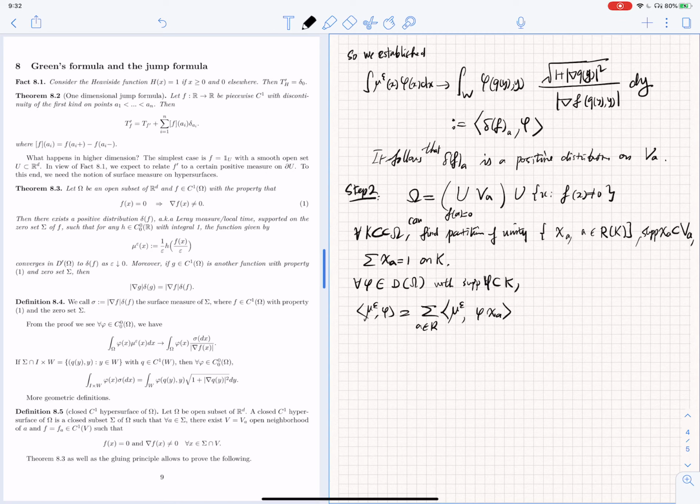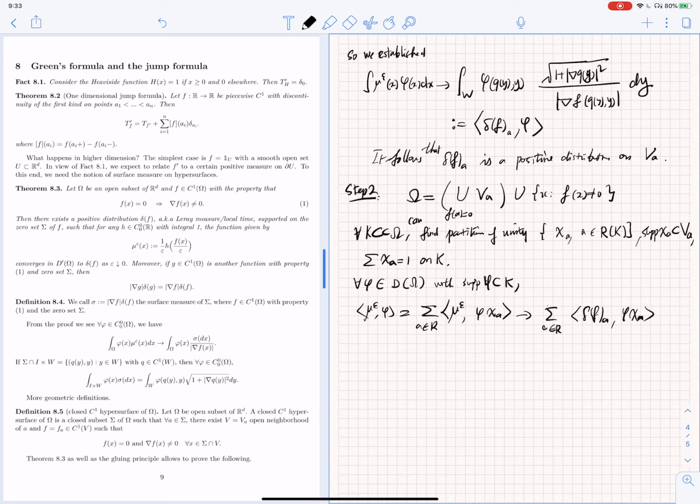So this is supported in VA, a test function supported in VA. So we have the convergence for this kind of quantity. We have already shown that. So eventually we have the convergence that this is a sum over A in R, a finite sum, so delta F on A phi chi A. Okay, we can pull it in and we have a finite number.